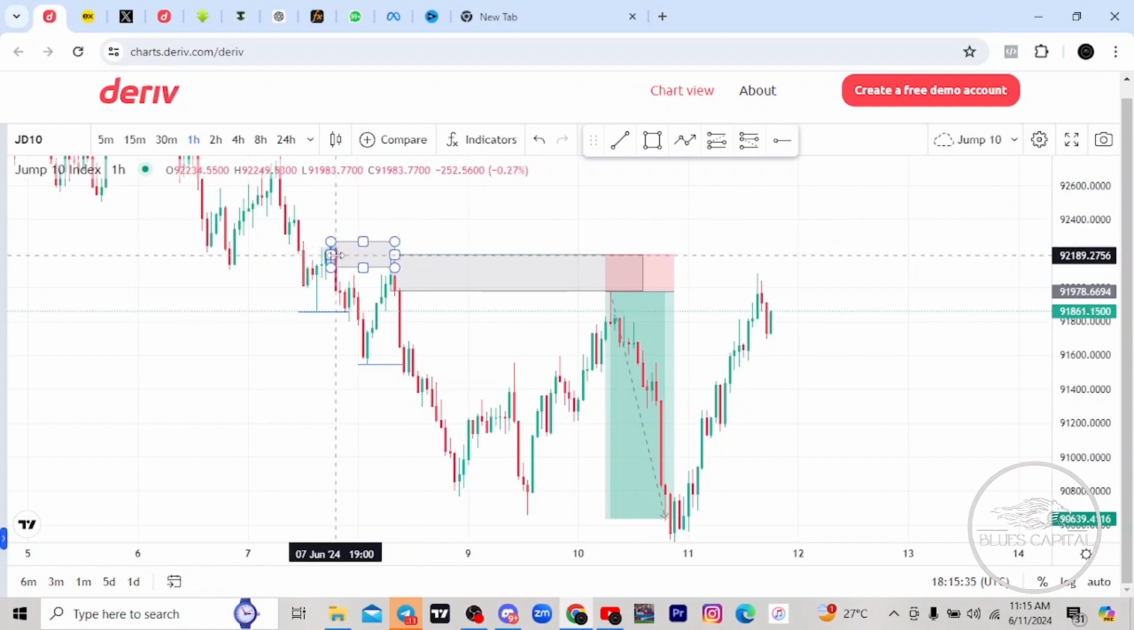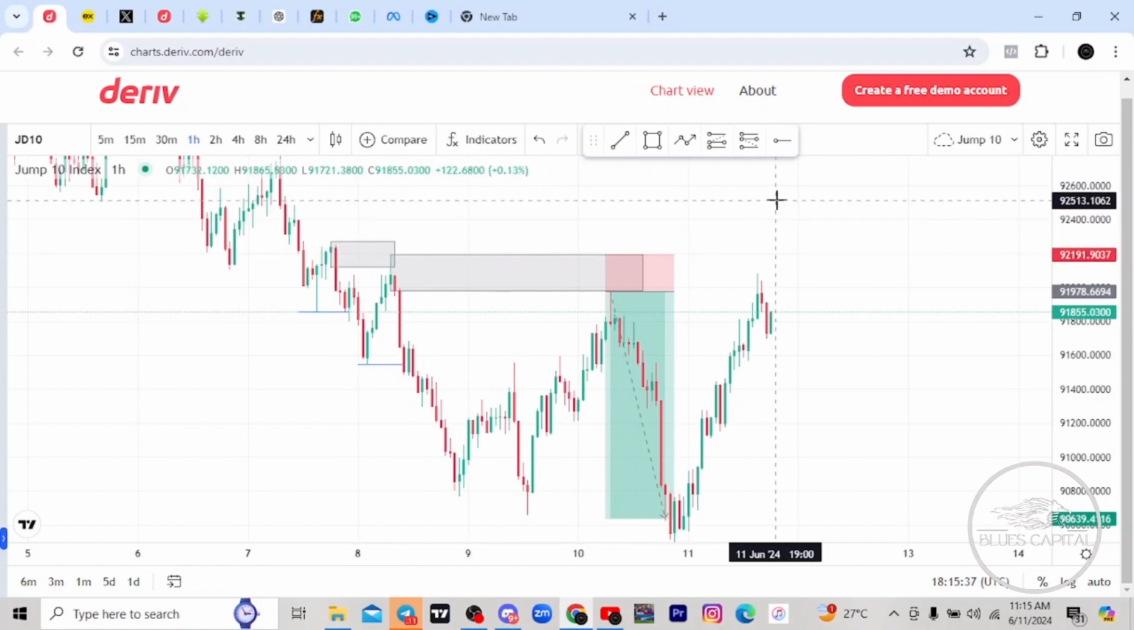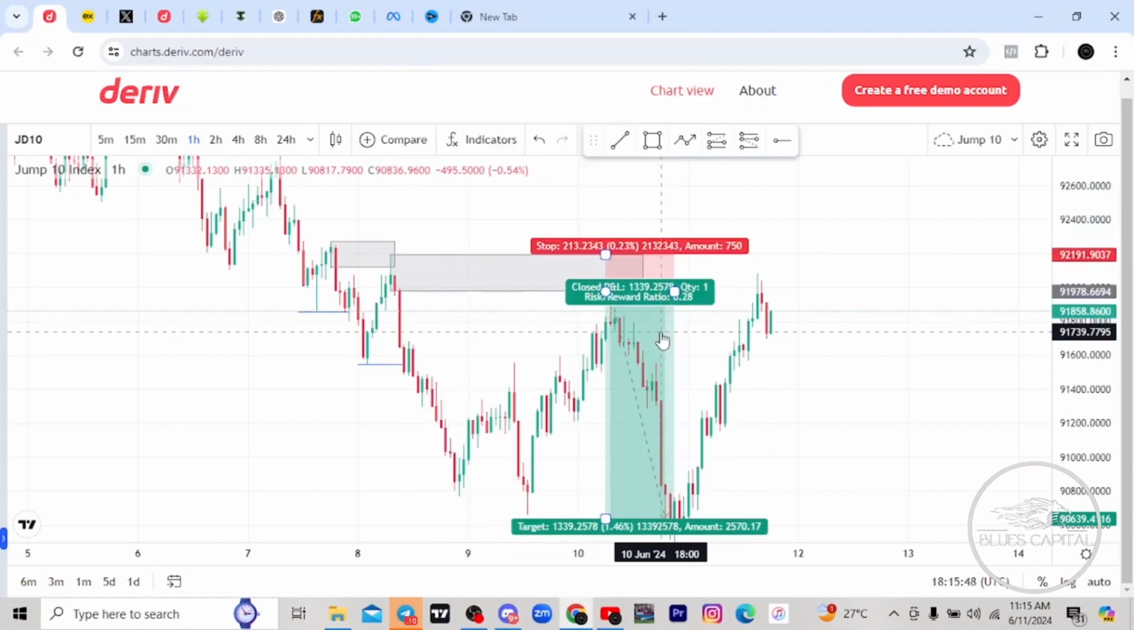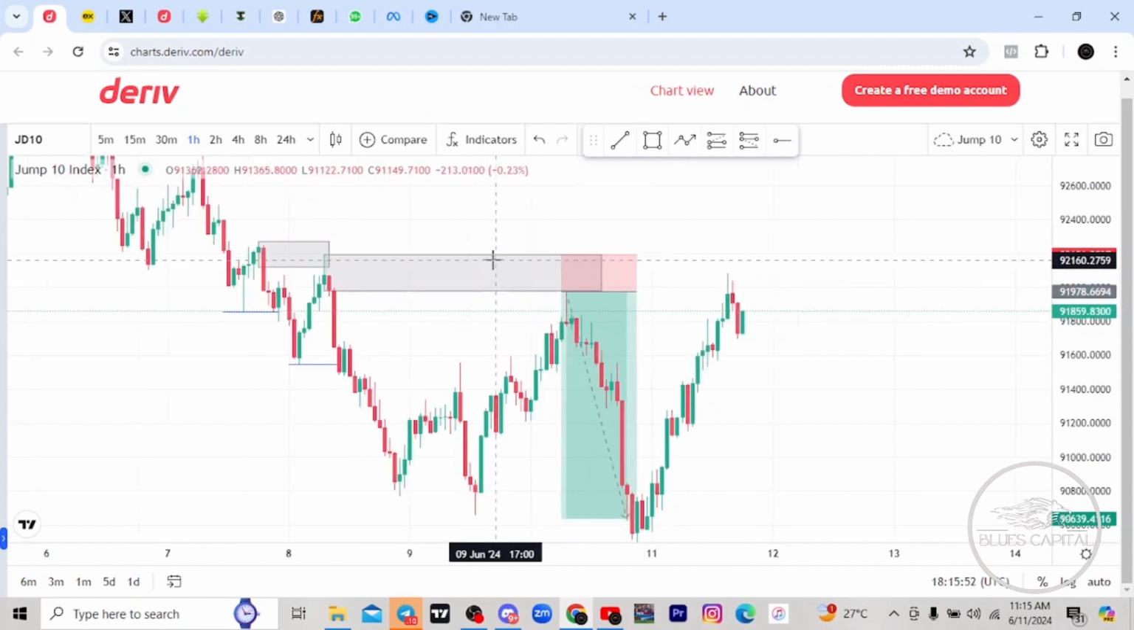So this is the trade. I sent it out to my mentorship community. Even my student asked me to do this analysis for him, and I did it immediately. We all took the trade and we enjoyed it. That's a quick 6RR, that's 6.28 RR. So this is the first place.